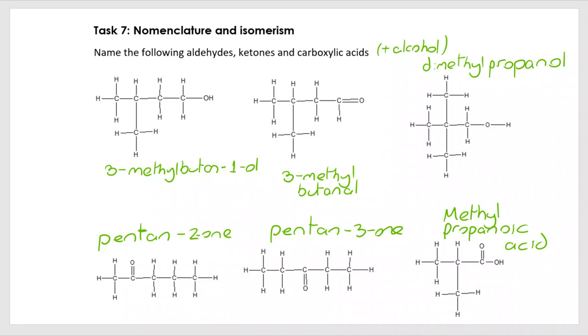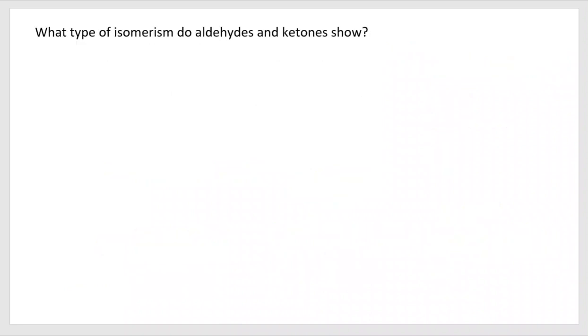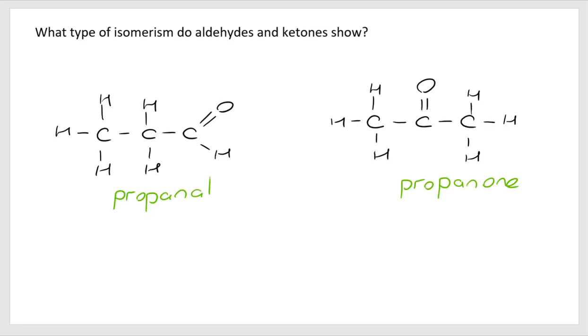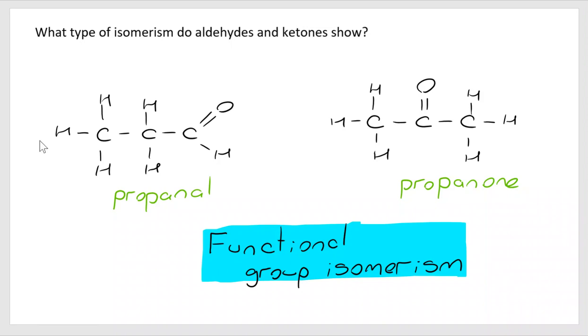Now let's have a look at the type of isomerism that is exhibited by aldehydes and ketones. What do you think it is? I'm going to add a little bit more information to help you think about it. Here are propanal and propanone. They have got the same molecular formula, but a different structural formula. So they're structural isomers. Beyond that, they are functional group isomers.